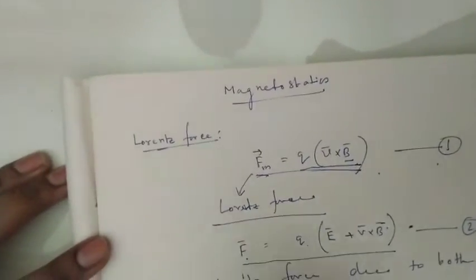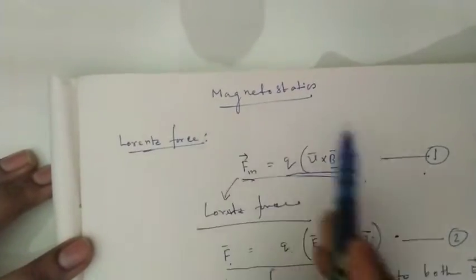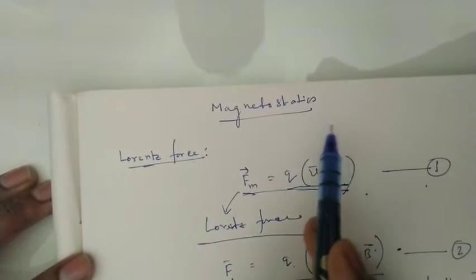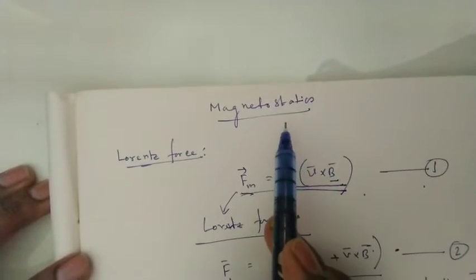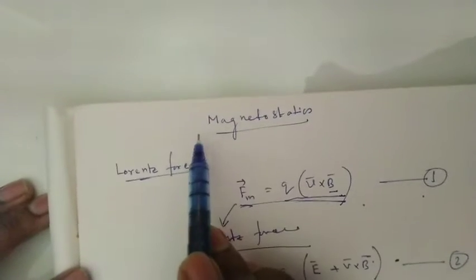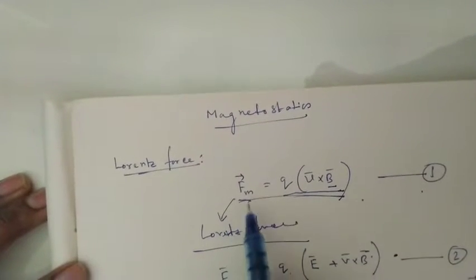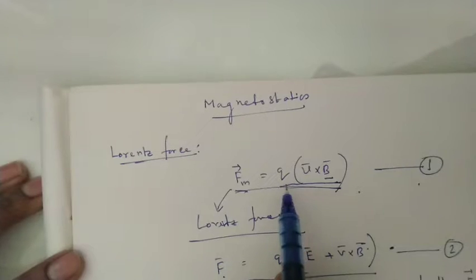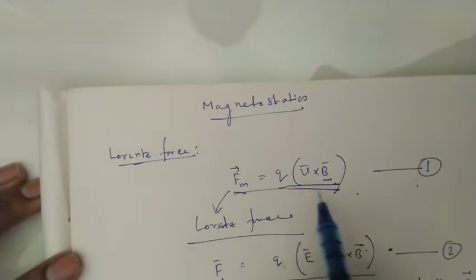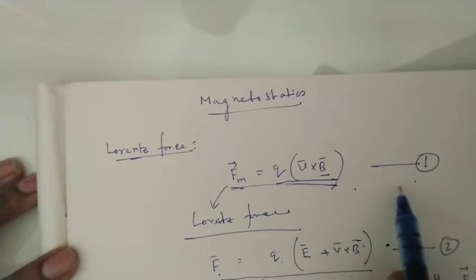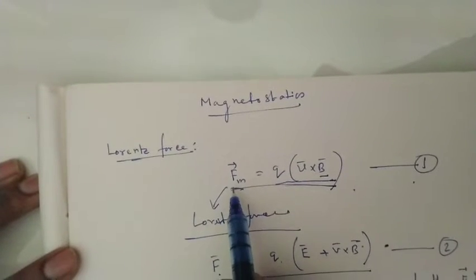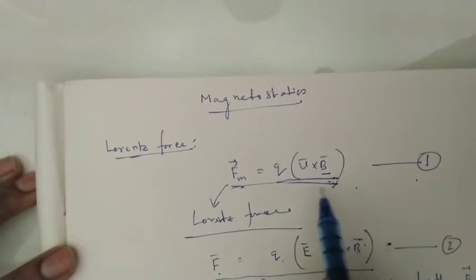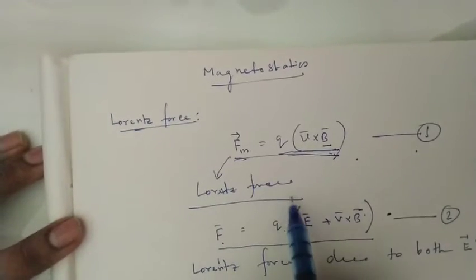Good morning. Today we are discussing magnetostatics. That is how we can calculate the magnetic field between current carrying wires, how we can calculate the force between current carrying wires, and so on. If we consider a charge q with velocity v moving in a magnetic field B, then the force experienced by this charge, Fm, equals q into v cross B. This Fm is the Lorentz force.